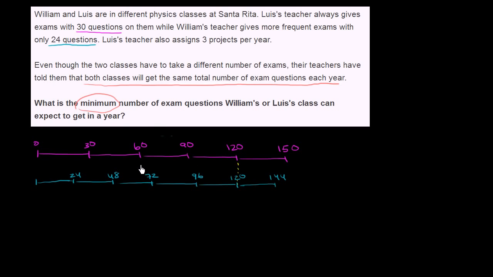And notice, they had a different number of exams. Luis had 1, 2, 3, 4 exams, while William would have to have 1, 2, 3, 4, 5 exams. But that gets them both to 120 total questions.